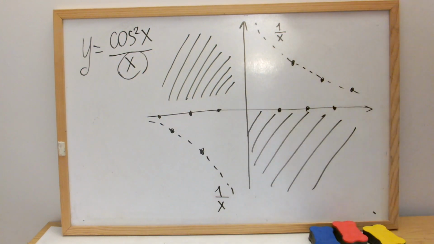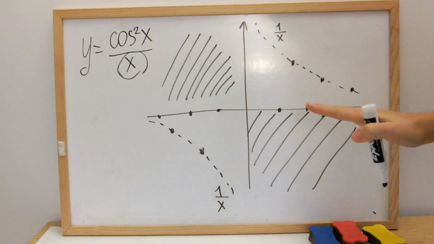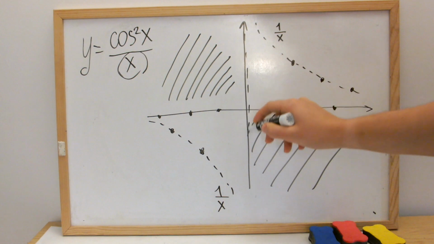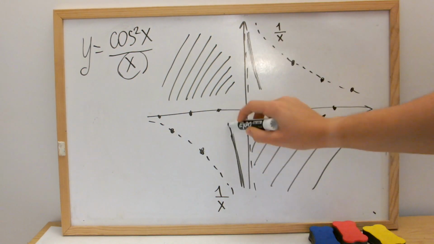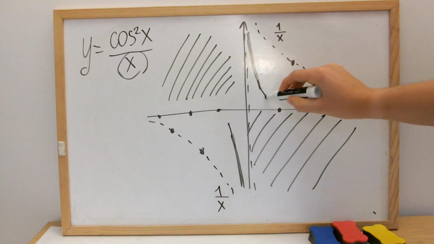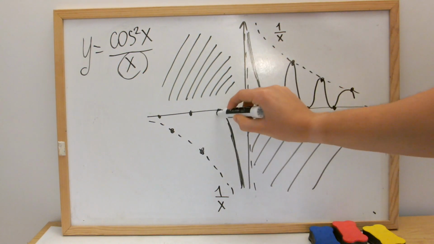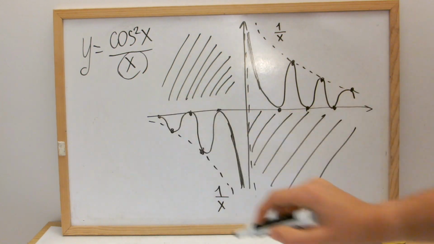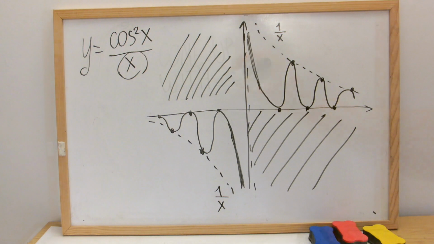Now, when we're near 0, that means we're dividing by a very small value of x, which means that 1 over x will be super huge. So we know we can't be on the line x equals 0, but it will be a vertical asymptote. And apart from that, we will just connect the dots that we already came up with. And there you have it. A regular cos squared that was between 0 and 1 is now squashed between 1 over x.